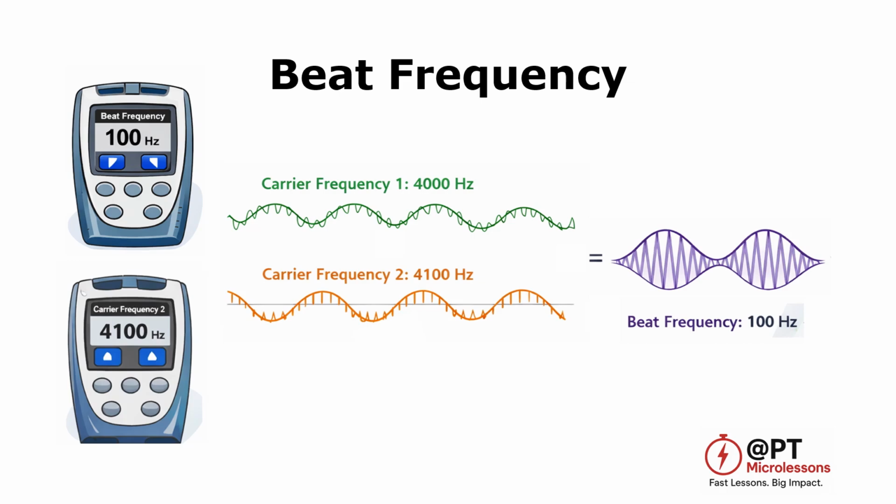If you look at the top example, the beat frequency is set directly, here, to 100 Hz. In the bottom example, the second carrier frequency is adjusted to be 100 Hz different from the first. In both cases, the result is the same, a beat frequency of 100 Hz.